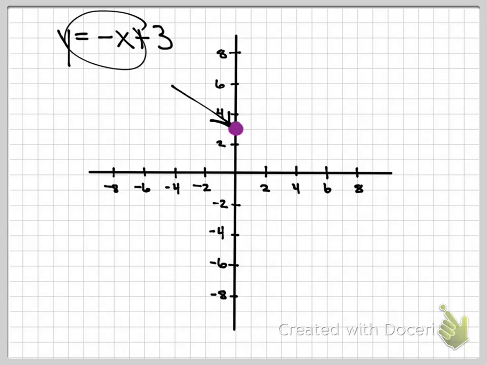Well, it says negative x. What does that mean my slope is? Negative 1 over 1. My rise is negative, not my run. I go down 1 over 1 from that point. Okay? Down 1 over 1 from that point. Plot my point, draw my line, draw my arrows, and I'm done. Do you see that now, guys?